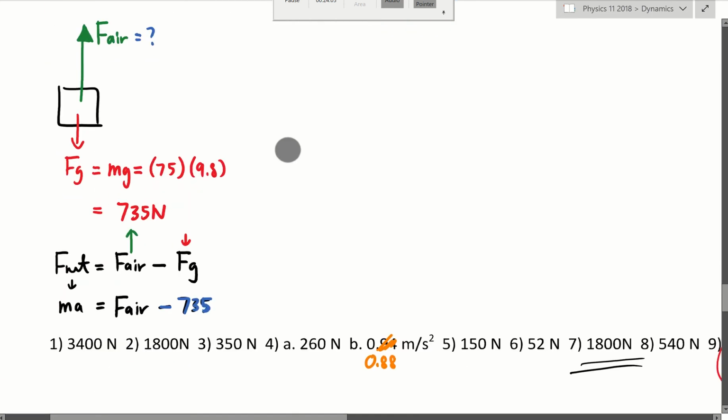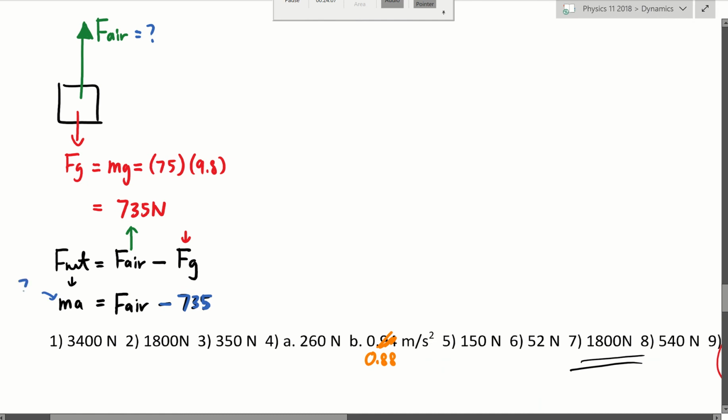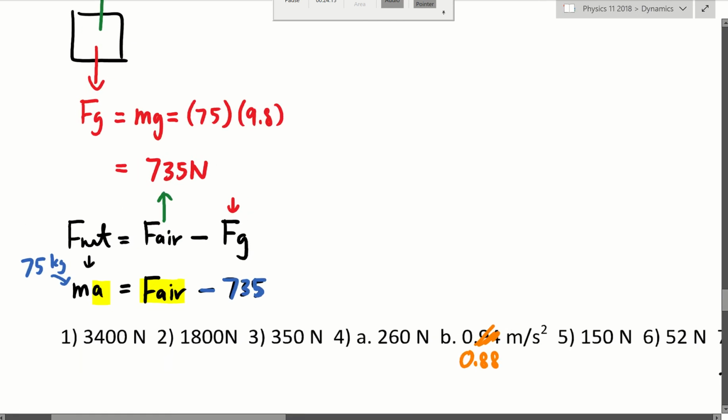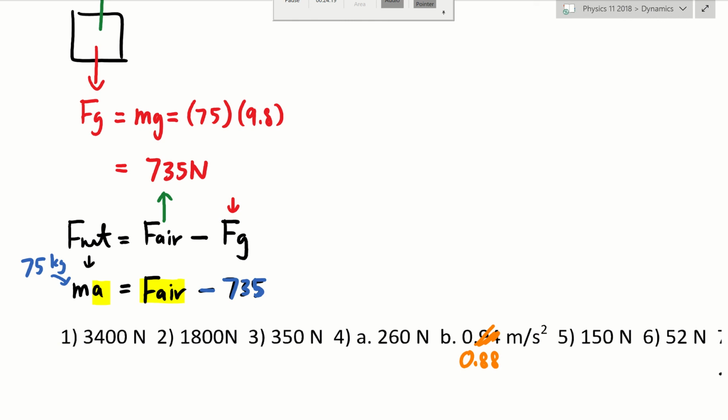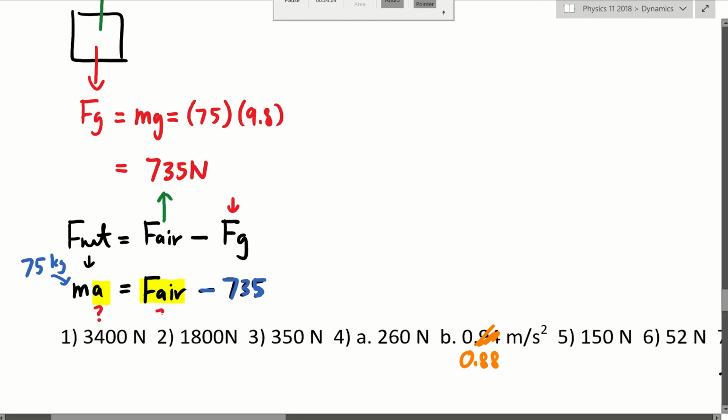But you don't have the acceleration, right? So you know the mass is 75 kilograms, but you don't have the acceleration, and you don't have the air resistance force. So you cannot have two missing things, right? That's not something we can solve. One equation, two missing things. Now, what I really want right now is the air resistance.